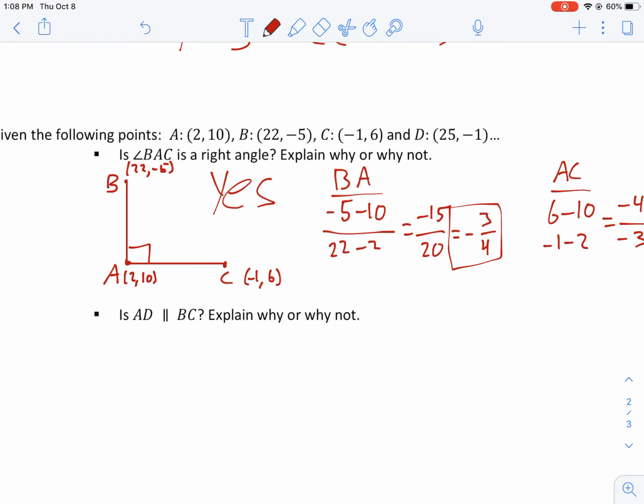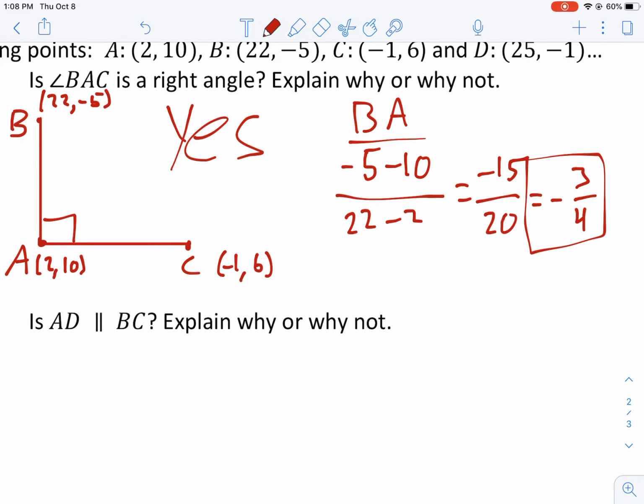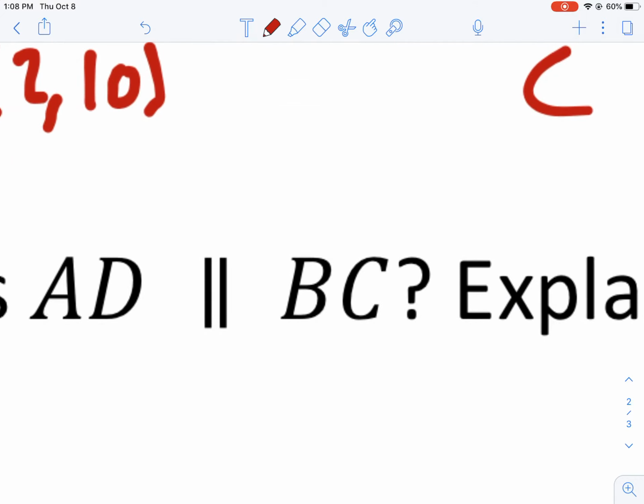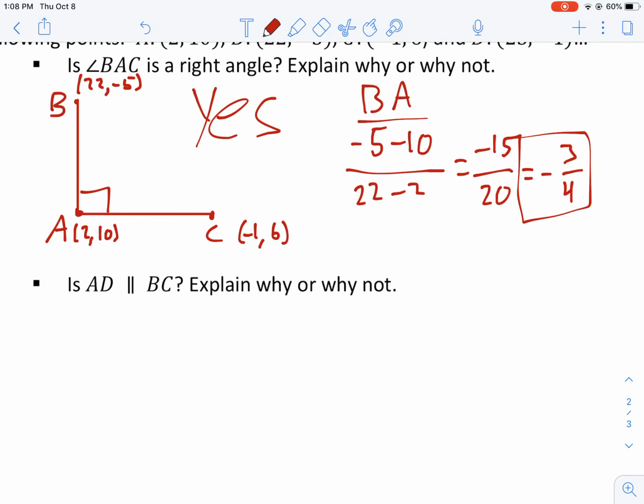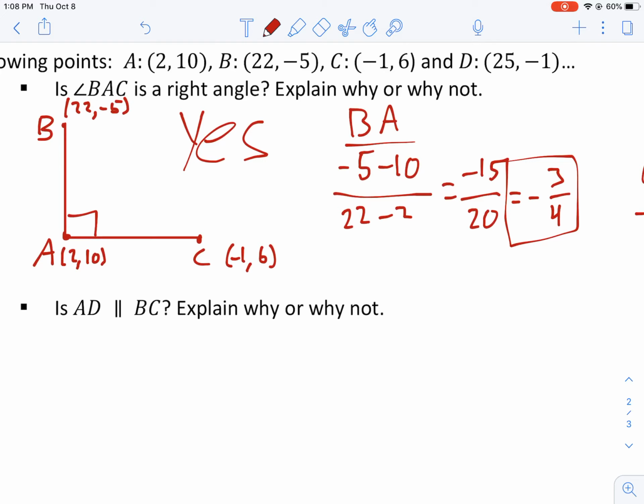Now the next question says, is AD parallel to BC? So that's what these two vertical lines mean, all right? It means parallel. If you look, those lines are parallel. So now we want to do something completely different, right? We still need to find the slopes, but it's of different line segments, all right? So now we need to find the slope of line segment AD. So we got A and we've got D.